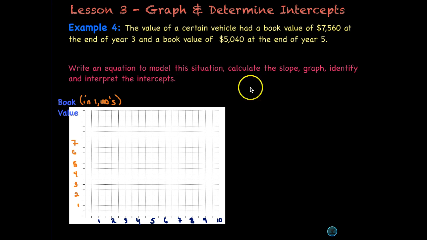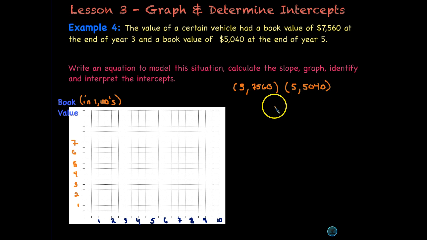Well, the first thing is to write the equation. We can write the equation of this if we have points. And if you'll notice up here in our example, we do have points. We know that it has a book value of $7,560 at the end of year 3. So let's go ahead and make that one of our points. So at 3, our value is $7,560. We have another point because at the end of year 5, our book value is $5,040. So we do have 2 points.